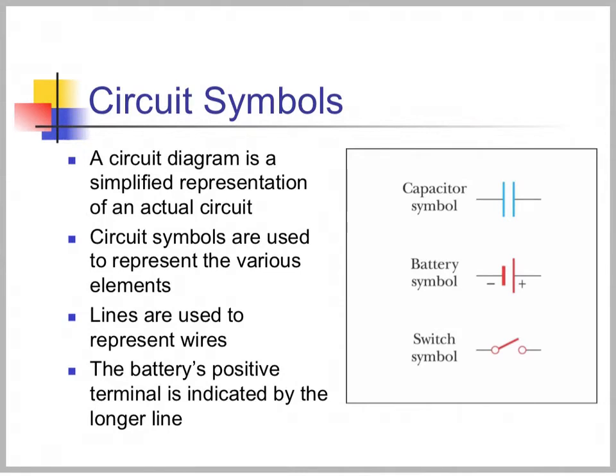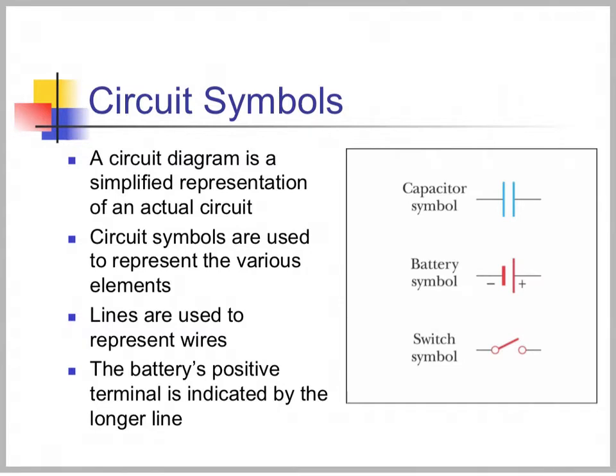So we've looked now at how to figure out what the capacitance of an object is. We've talked about some specific examples. But now how do we use it in a circuit? Because eventually a capacitor is just a device to be used in a circuit. A circuit diagram is a simplified representation of an actual circuit. We're going to use certain symbols to represent various elements of the circuit.